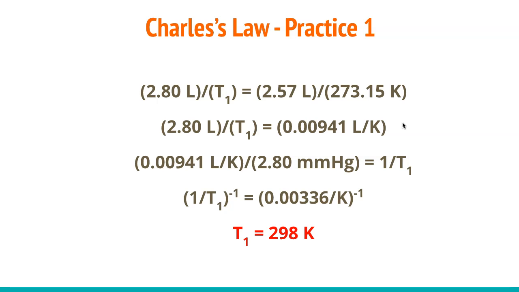So what I'm going to do, starting from this second line, is divide each side by 2.80 liters, and you can see I've rearranged that, but what I end up with, if I divide through, is 1 over T1. So in order to fix that and get T1, because I'm not looking for 1 over T1, I need to take the inverse of this, which is raising it to the -1. And when I take the inverse of 1 over T1 and the value it's set equal to, what I end up with is T1 equaling 298 Kelvin. All right, so put these values into your calculator and see if you can make sense of them.